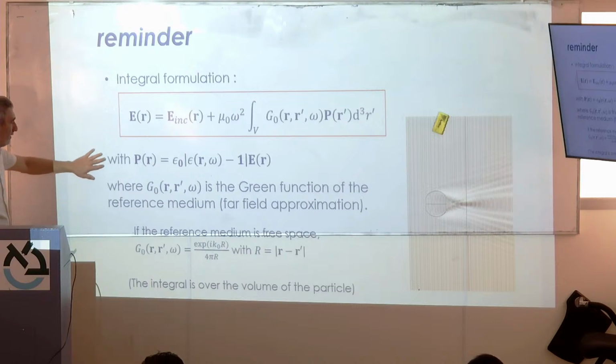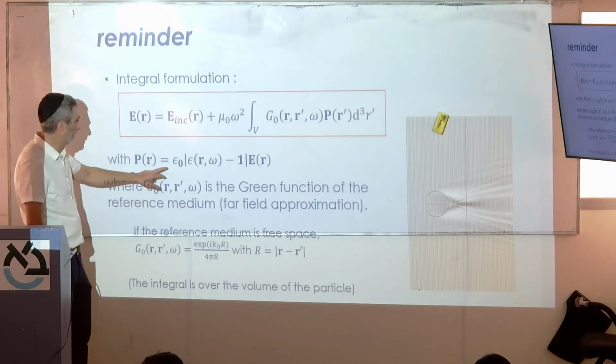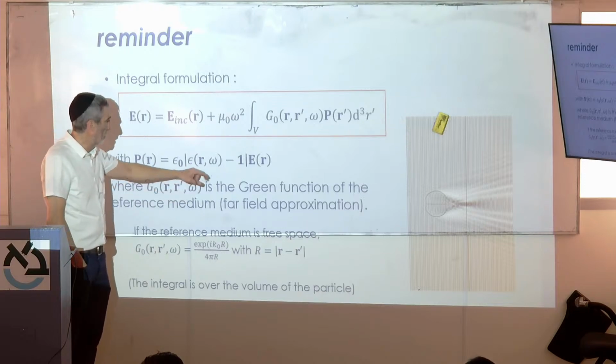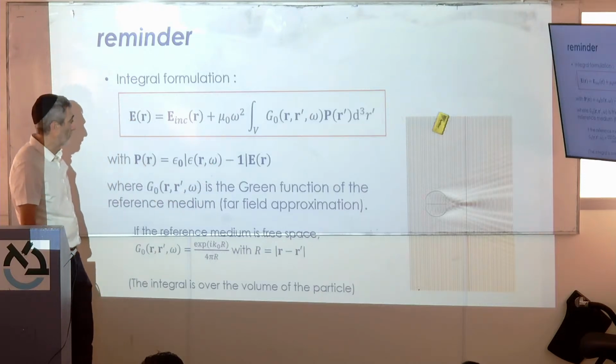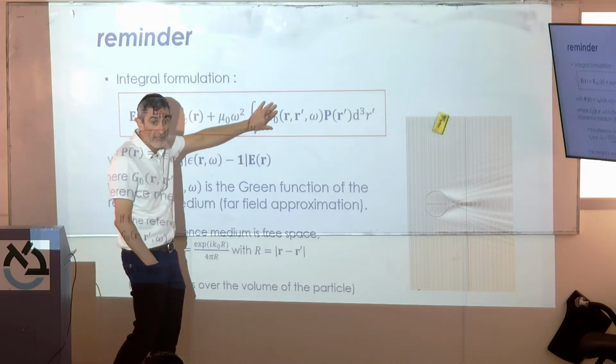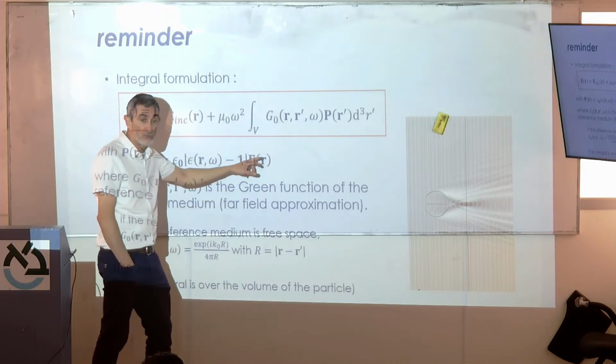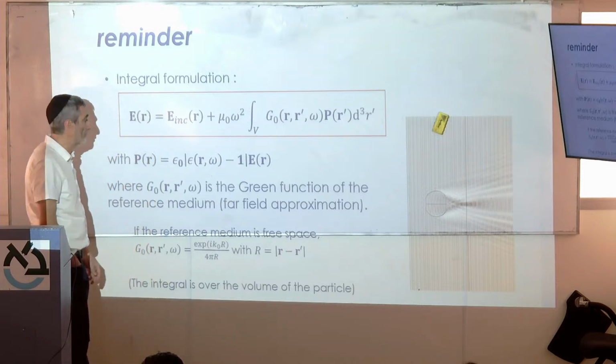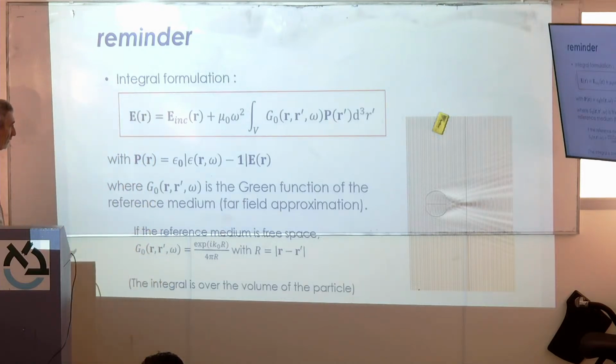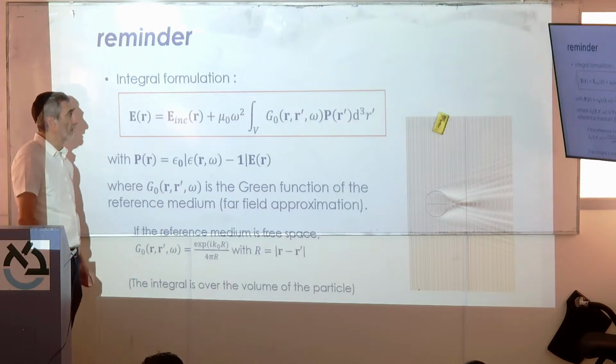That can be rewritten like that. P can be written as epsilon 0 times epsilon minus 1 times the field. But here the field is the field inside the volume, and we tried last time to calculate this field inside the volume, if you remember. G0 is the Green function of the reference medium, the free space. If the reference medium is the free space, there is a simple expression for G0.